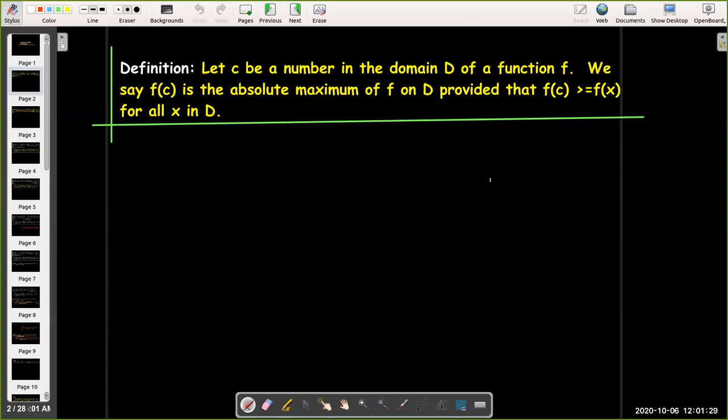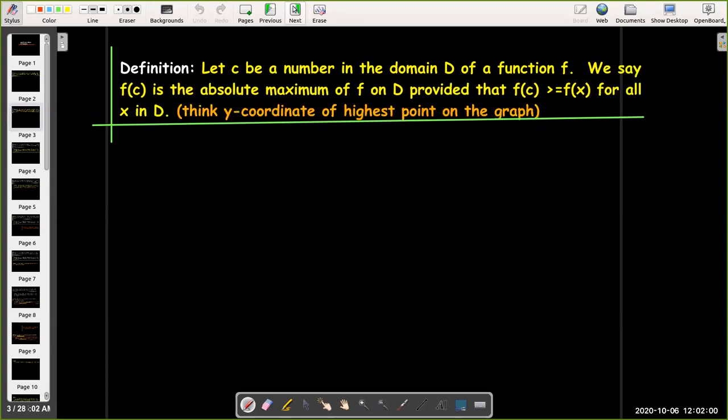The first one is we say that if we have a number c, which is in the domain of a function f, then we call f of c the absolute maximum of f on D, provided that f of c is larger than or equal to any other function value in the domain of x. Graphically, we would think of the absolute maximum as being the y-coordinate of the highest point on the graph of f.